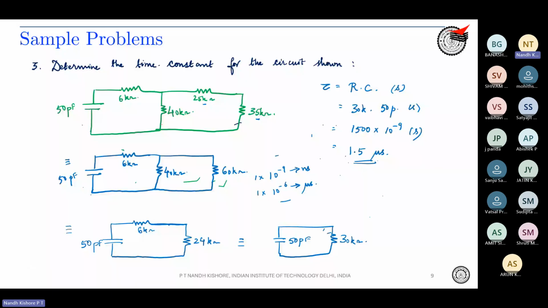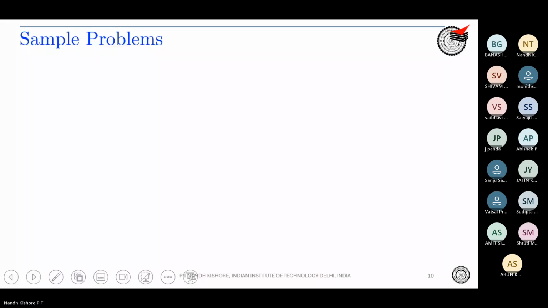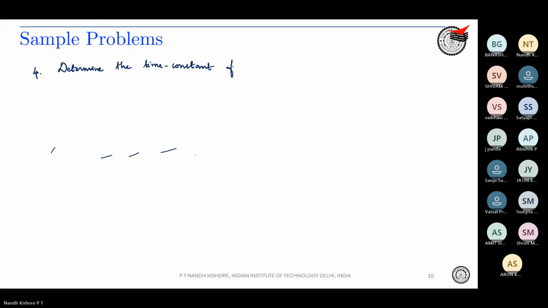So again, a similar question. This will be the fourth question. Determine the time constant for the circuit shown.